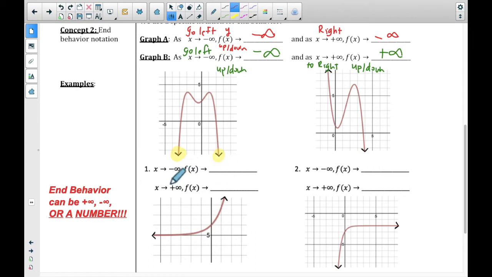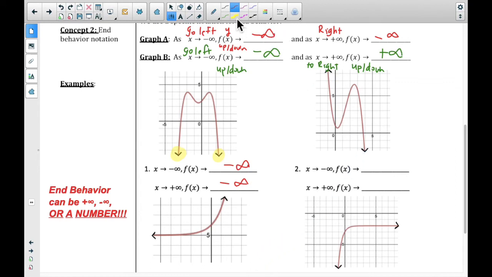But again, this is negative infinity. It's going to the left. This is positive infinity, going to the right. So on the left side, it's going down towards negative infinity. On the right side, it's also going down towards negative infinity.